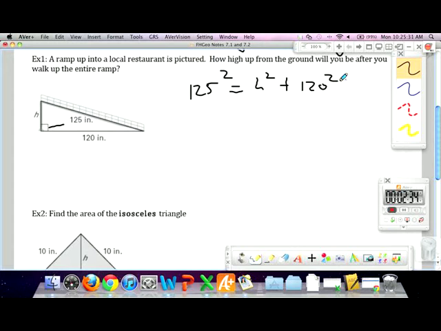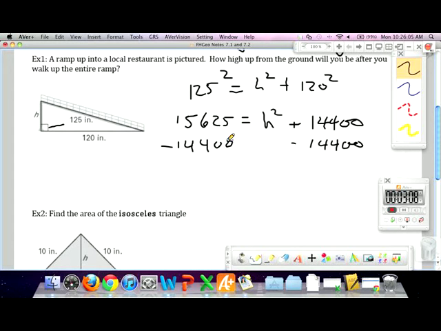So if I square these two things, I get 125 squared, which is 15,625. Then h squared, don't know what that is yet, but I do know 120 squared is 144 with 2 zeros, 14,400. I'll finish solving this. Subtract the 14,400 from both sides and get 1,225 is h squared. Now that we have what's being squared isolated, I can square root both sides.